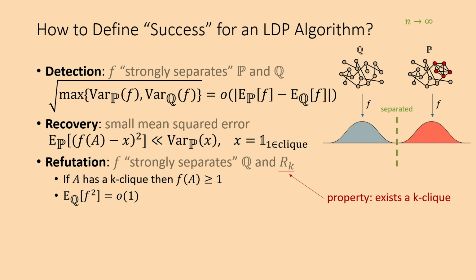And then for refutation, there's a similar kind of notion, which again is some kind of strong separation, now between a distribution and the property I'm trying to refute. So this R sub k is going to represent the property that there exists a k-clique.